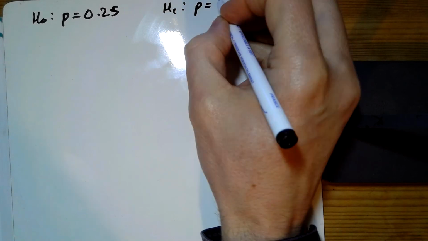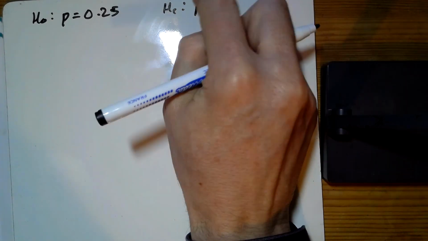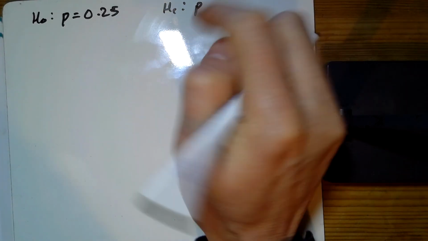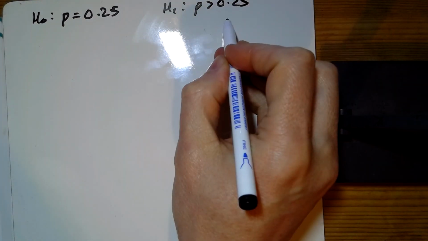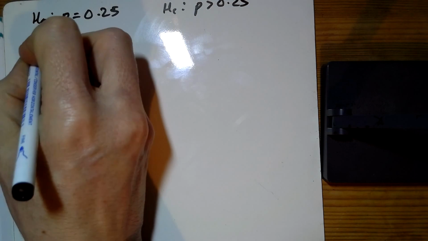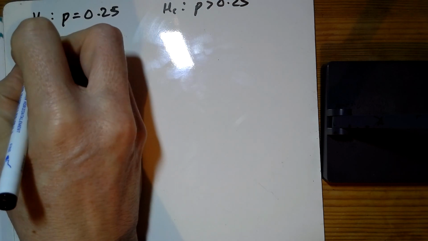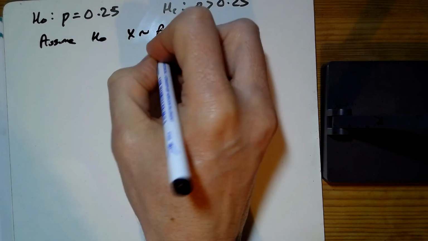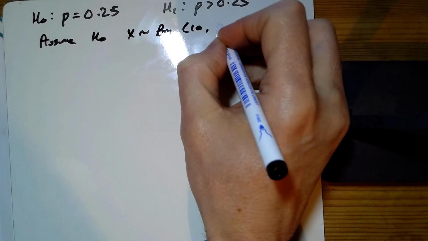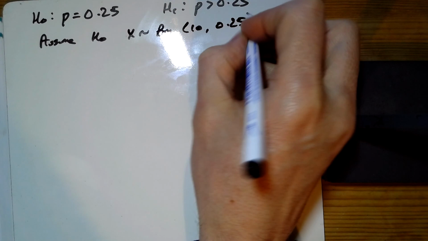So we start question 1 with a hypothesis test for a binomial. We've got H0: p is 0.25, and H1: p is greater than 0.25. We're going at 5% and a sample of 10 is taken. So assuming H0, then X is a binomial, and we've got 10 trials and 0.25.